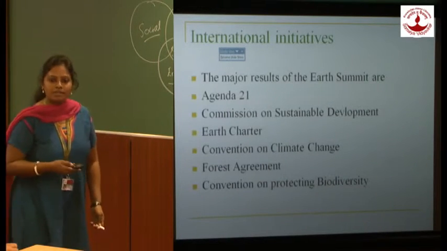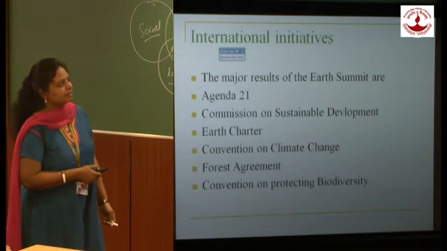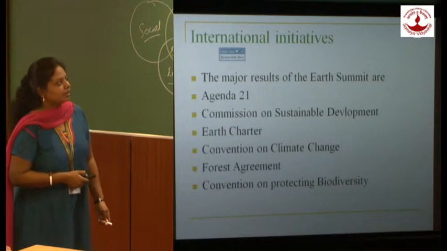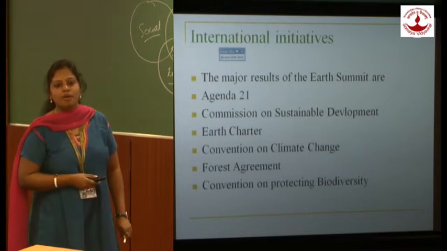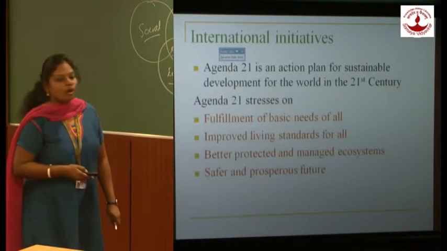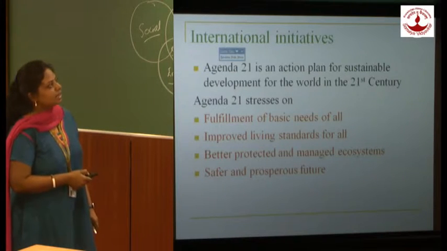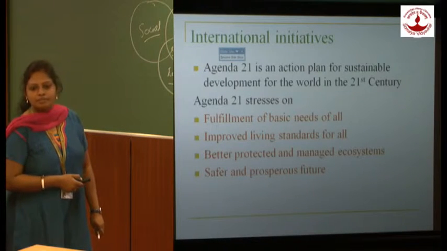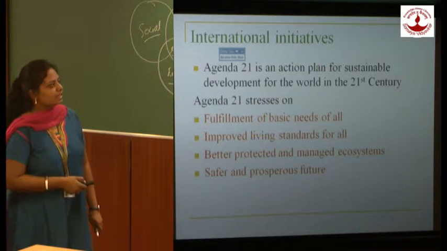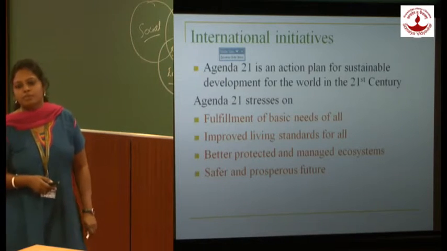Now, what were some of the major outcomes of this Earth Summit? They are Agenda 21, the Commission on Sustainable Development, the Earth Charter, the Convention on Climate Change, the Forest Agreement, and the Convention on Protecting Biodiversity. These were some of the important outcomes. Now, what does Agenda 21 look after? It is an action plan for sustainable development for the world in the 21st century. It stresses fulfillment of basic needs for all, improved living standards for all, better and protected management of ecosystems, and a safe and prosperous future.